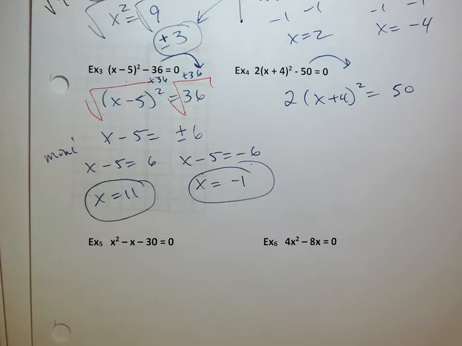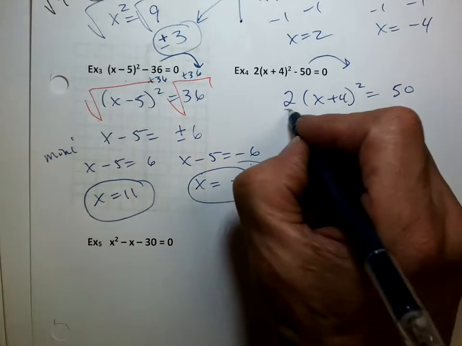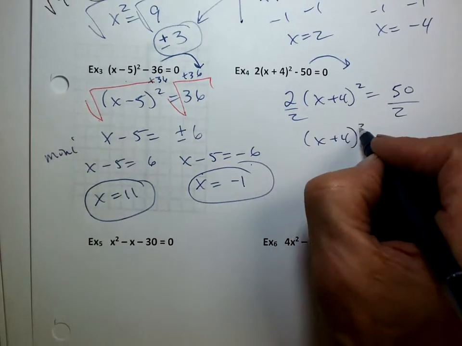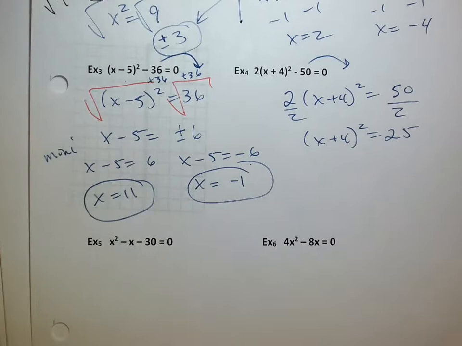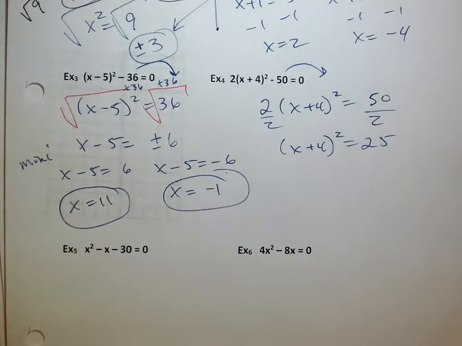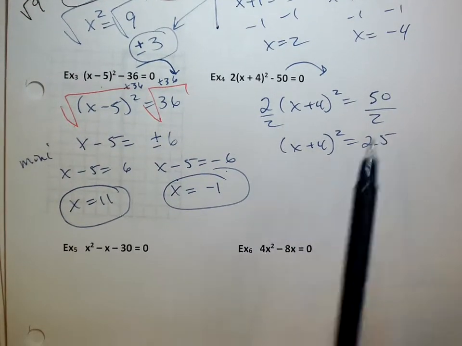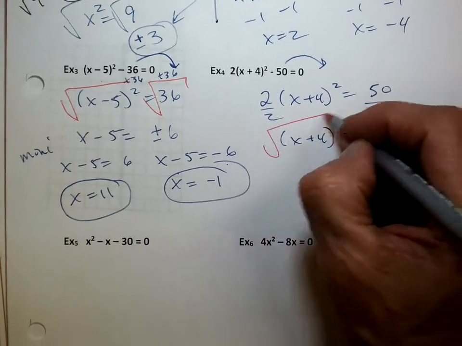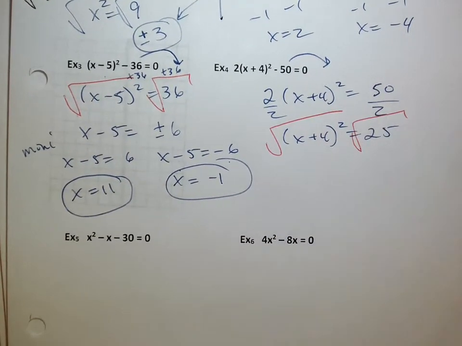Just divide by 2 both sides. Divide by 2, divide by 2. That gets rid of the 2, doesn't it? And I've got x plus 4 quantity squared equals 25. And now it's just like the others, isn't it? So now I square root it, get rid of the square. Has to be two answers.